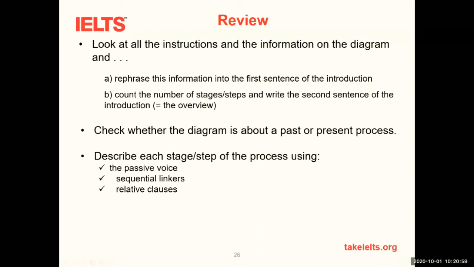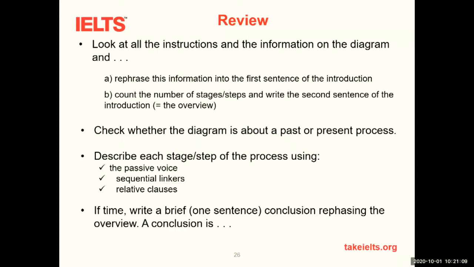Describe each stage or step of the process and remember to use the passive voice, sequential linkers, and relative clauses. And if there is time, write a brief one-sentence conclusion rephrasing the overview. Just to emphasize this, a conclusion is not necessary. Only if you've got time. Concentrate on writing a really, really good description.